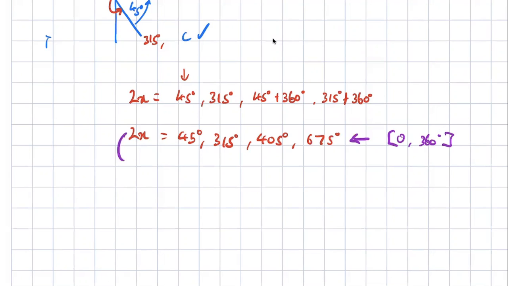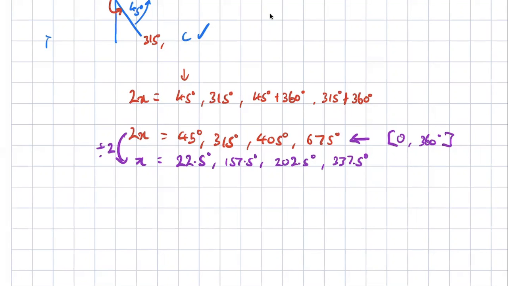The way that we do that is we're going to get the x by itself. We're going to divide both sides by 2. So x is now equal to, and it's really, really important that you remember to do that, heed my words, 22.5 degrees, 157.5 degrees, 202.5 degrees, and finally 337.5 degrees. Which makes sense. We've gone around the circle twice, so we're expecting double the number of solutions.